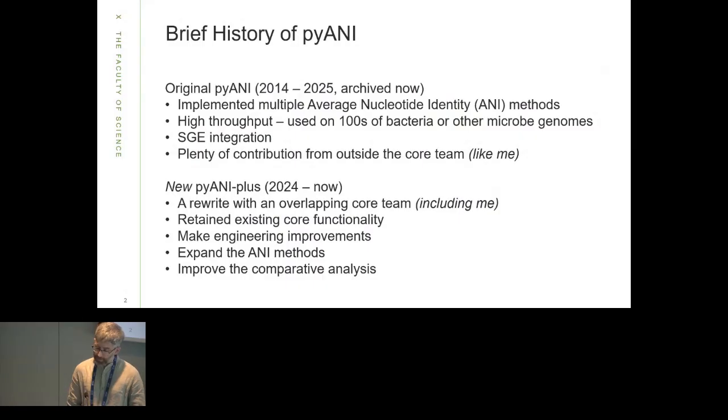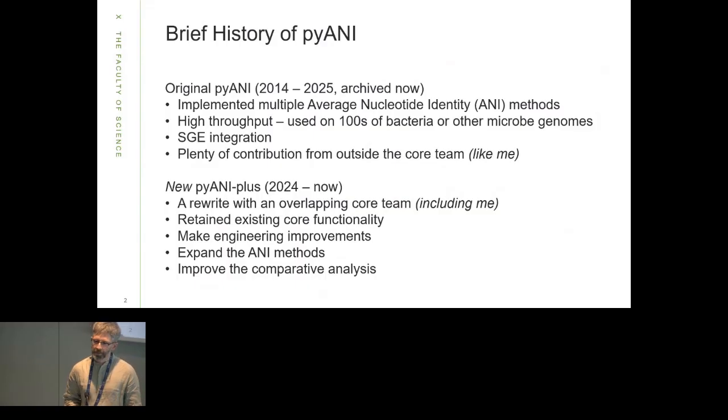So, a teeny bit of history. We started with a tool called pyANI, which is short for Python Average Nucleotide Identity, that the group had already written, and then got grant money to re-implement, to redo it and do it a bit better this time around.